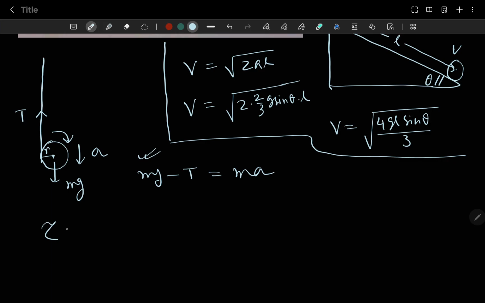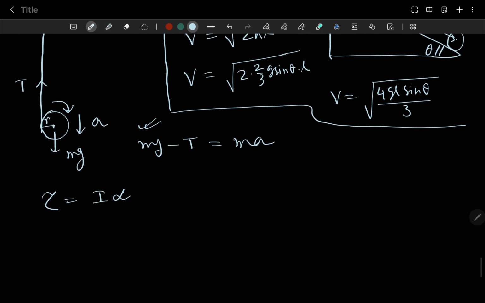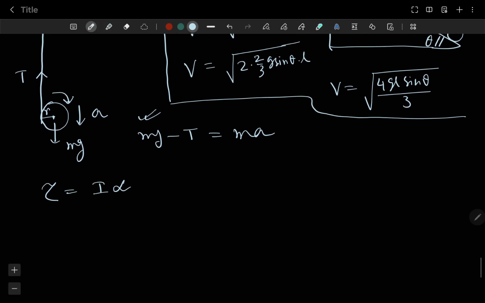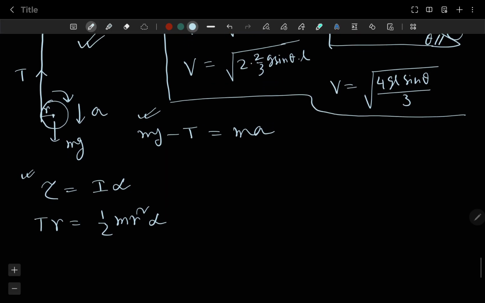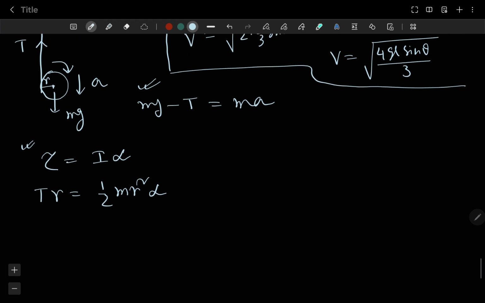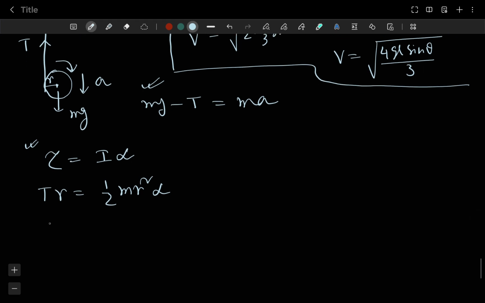Now for rotation it will be tau equals I alpha. Now the torque is produced by tension, so it's T into r equals half m r square alpha. Okay, already I have discussed this type of problem in the class. So I is half m r square for cylinder, so T is half m r alpha. So we know as there is no slipping, r alpha is a, so T equals half m a.